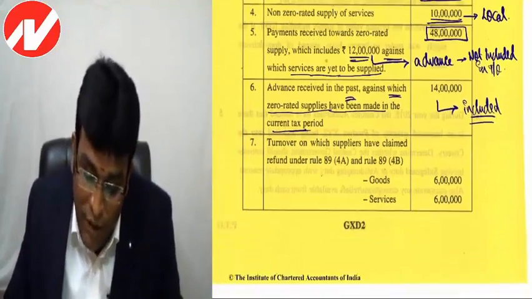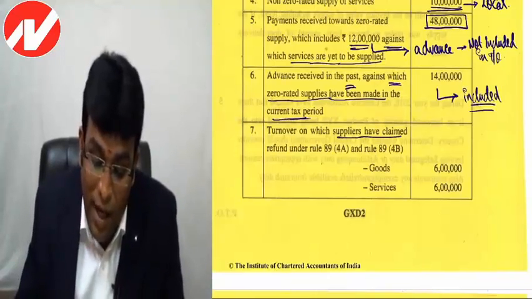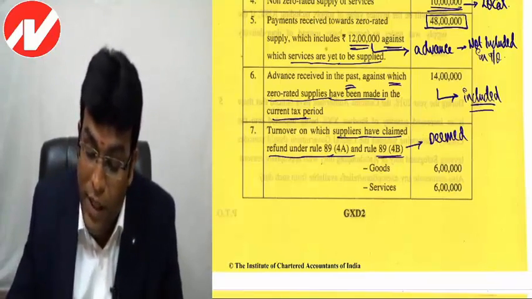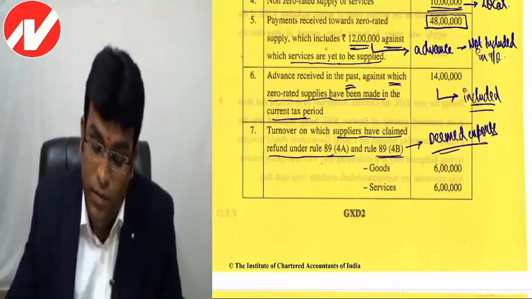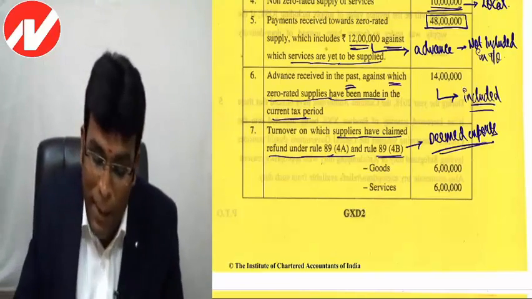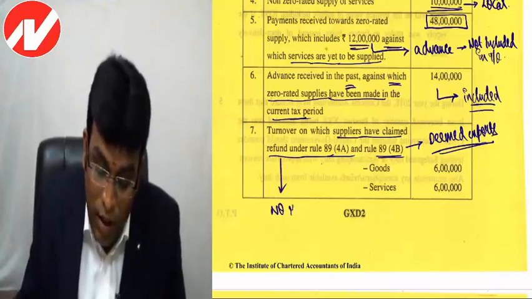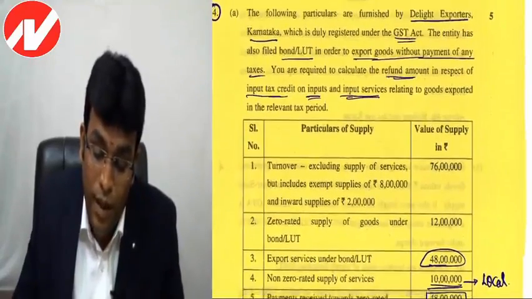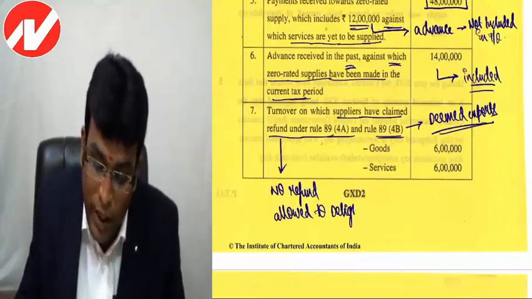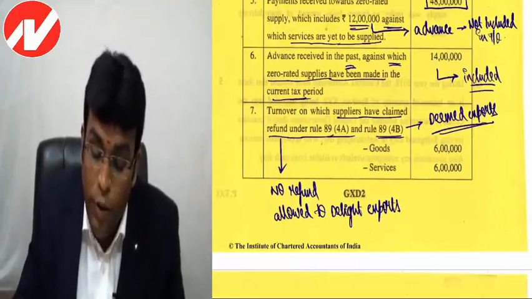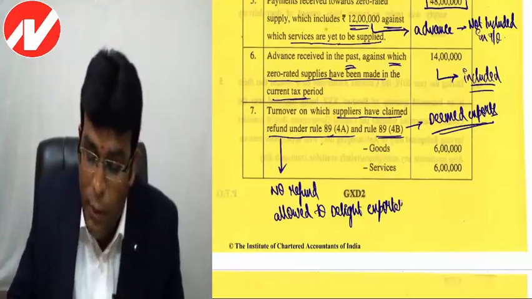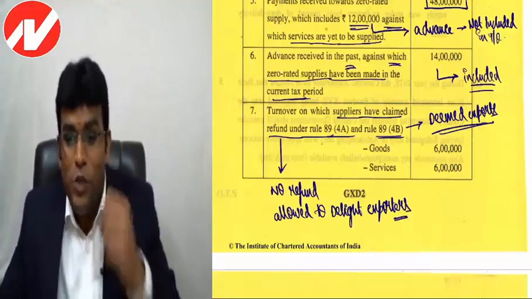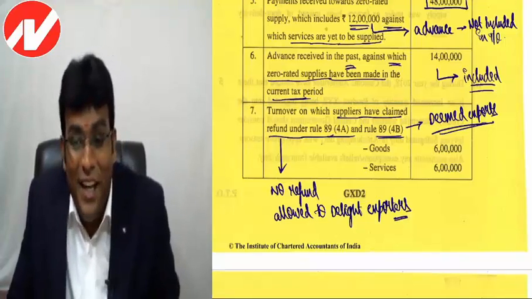Then turnover on which suppliers have claimed refund under Rule 89(4A) and 89(4B). These are technically called deemed exports, my dear friends. On deemed exports, if suppliers have claimed refund, then no refund is allowed to Delight Exporters. So these figures will reduce, my dear friends. Getting clarity, sir? Speak out.